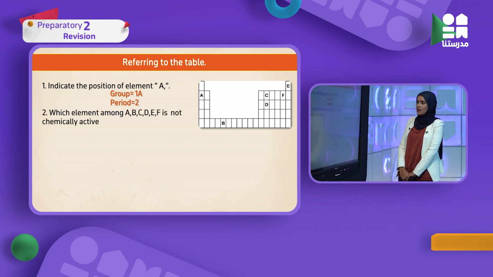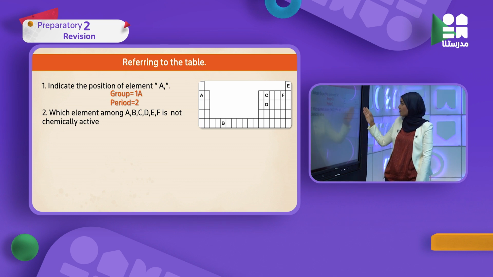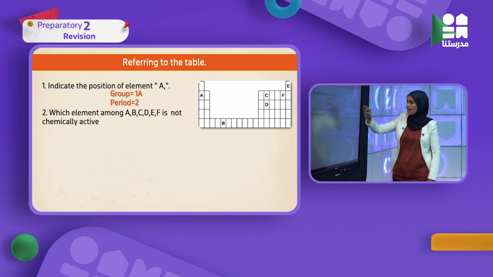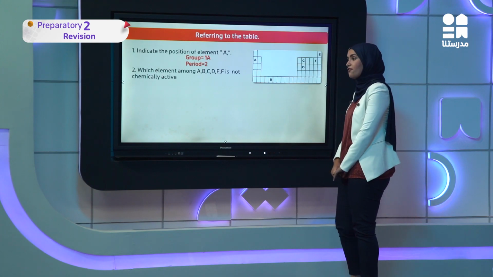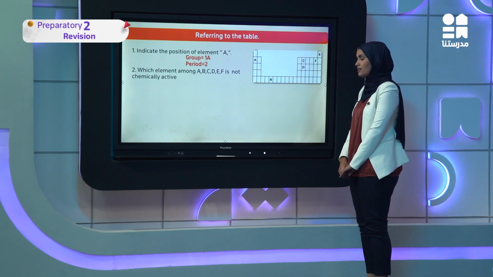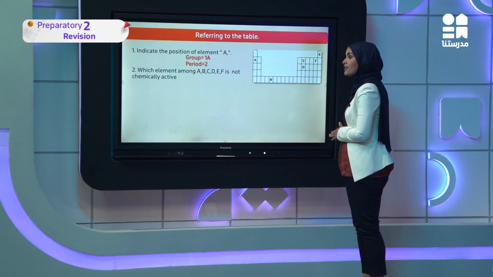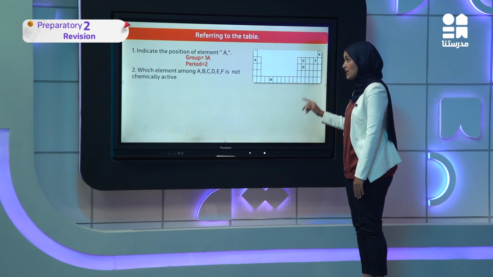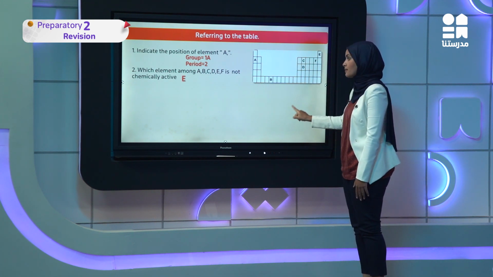Which element among A, B, C, D, E, F is not chemically active? من كل التيبل اللي قدامي الاليمنتس السيمبلز اللي هو حاططها عايز يعرف مين not active. معنى ان هو not active ان هو ايه؟ Noble gas or inert gas, which is which group? 0 اللي هو فين؟ At the right side. So which element is not chemically active? It's element E. عرفت منين؟ إن هو inert أو noble gas.